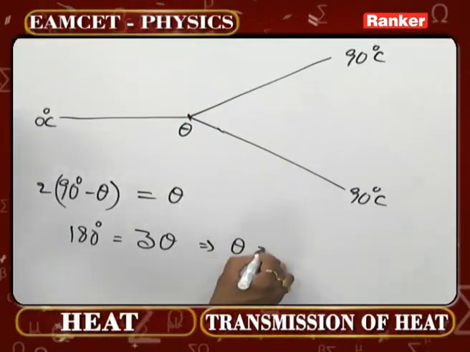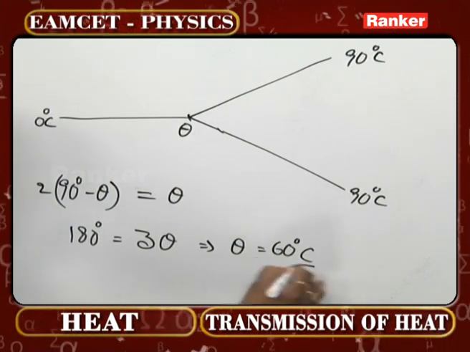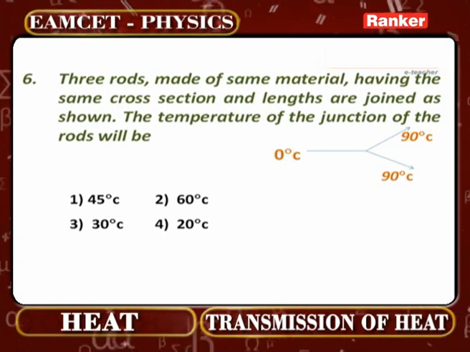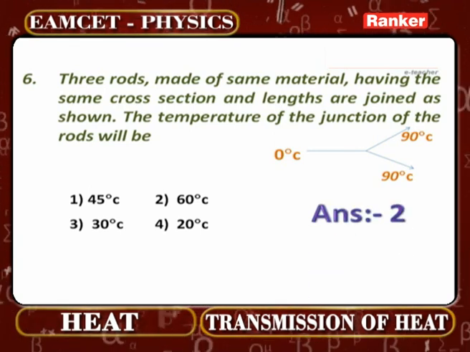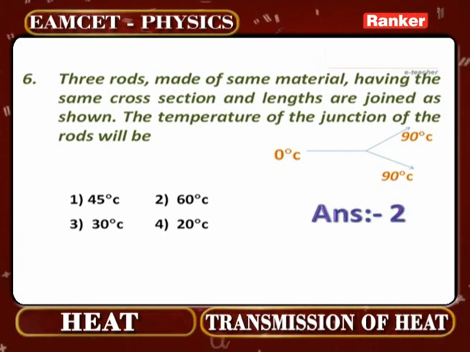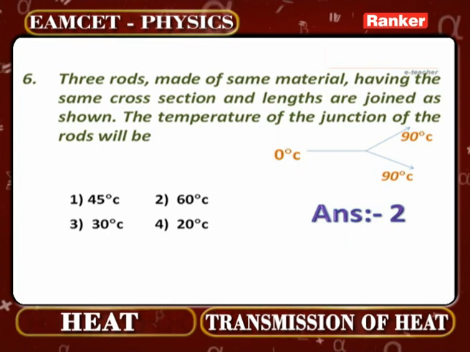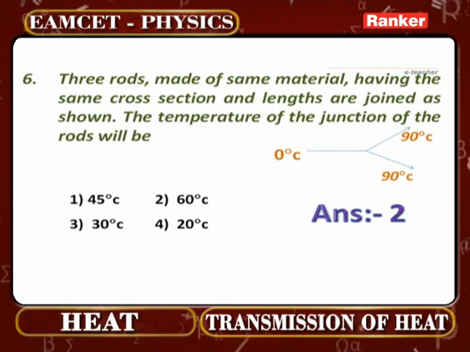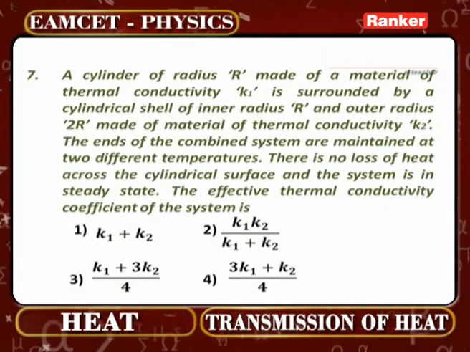Then what will be the value of theta over here, please? 60 degrees centigrade. Look at those options once again: 45, 60, 30 and 20. So the second option, which is 60 degrees centigrade, is supposed to be the correct option for us in this particular question number 6. Let us check the next problem, that is problem number 7.